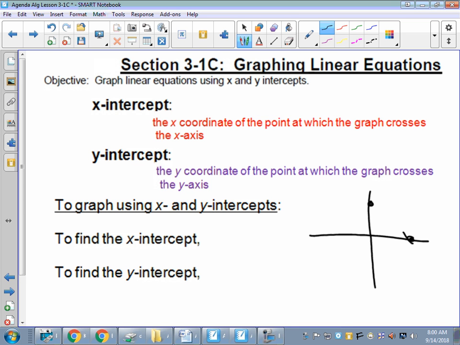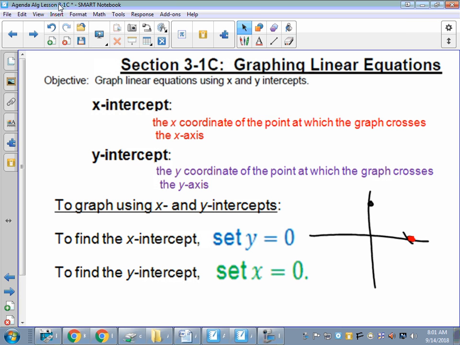Depends on how many numbers you are this way, and the y-coordinate here. So to find that, we have to look at what the other coordinate would be. To find the x-intercept, we're going to set y equal to 0. If y is 0, then we know that's where it's going to cross the x-axis. Same thing with the y-intercept, just the opposite. Set x equal to 0, and when x is 0, you're just going up and down on the y-axis, so whatever y is when x is 0. You're basically setting the opposite variable to 0.